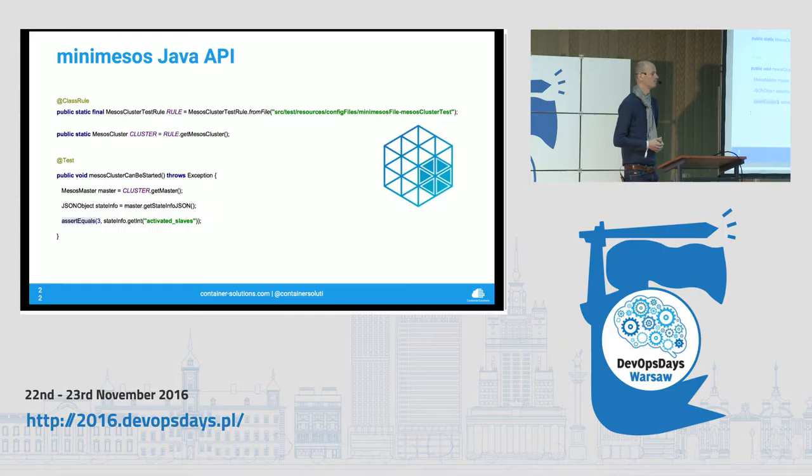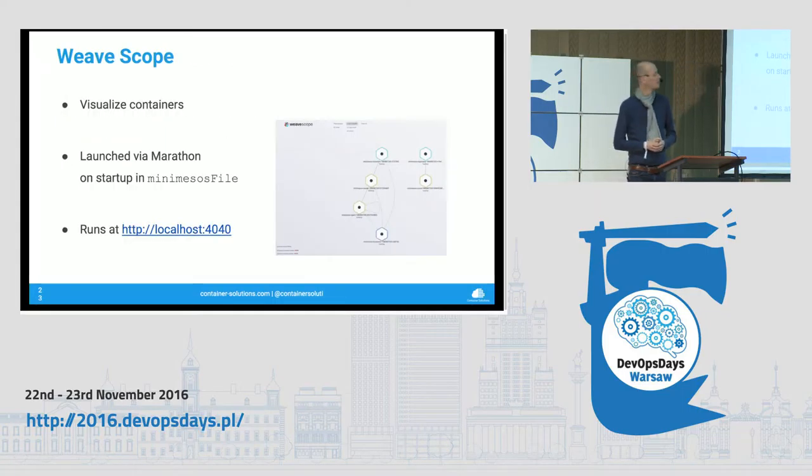So in this case, we have the Mesos cluster object. We get the master container from it, and then we can do a search. It's like, there should be three agents running. And if that succeeds, then your test is green. So these are some simple ways to test this.